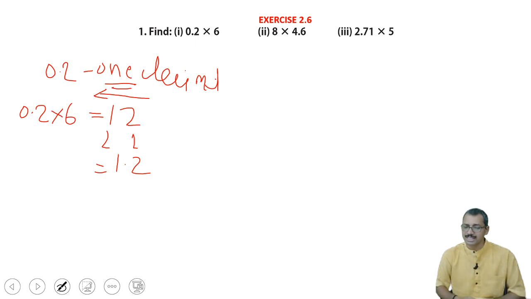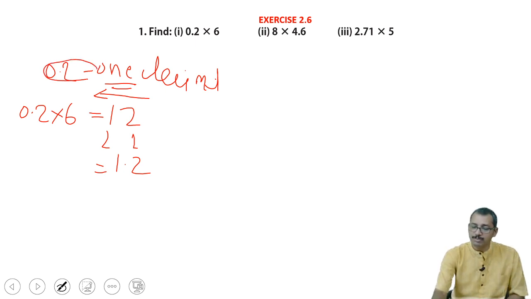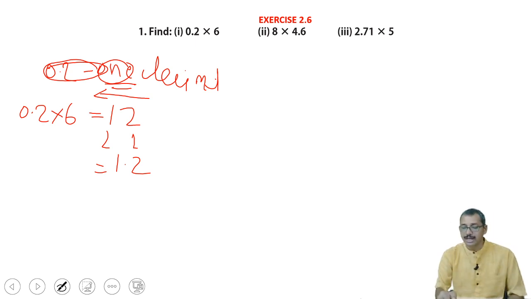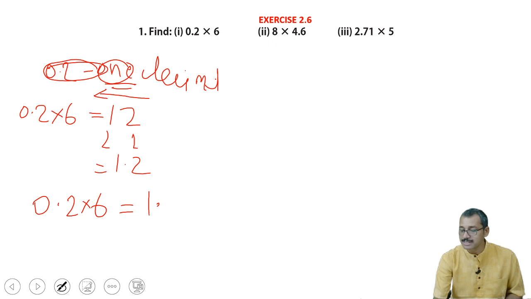So it is quite easy. First you have to find how many decimal places are there. Only 1 decimal place is there. Then you just multiply: 2 sixes are 12. Then from right to left you have to shift 1 decimal place, so that is 1.2. So 0.2 into 6 is equal to 1.2. The answer is that much only.